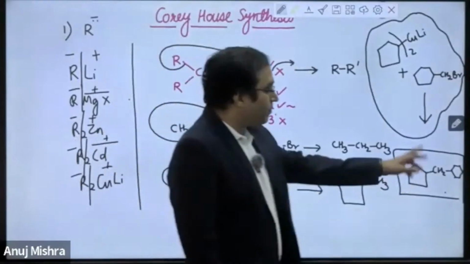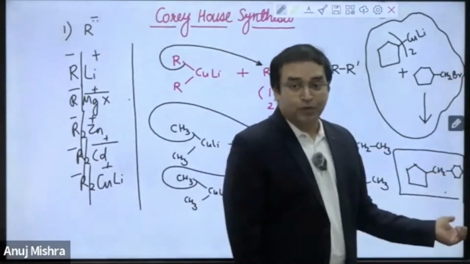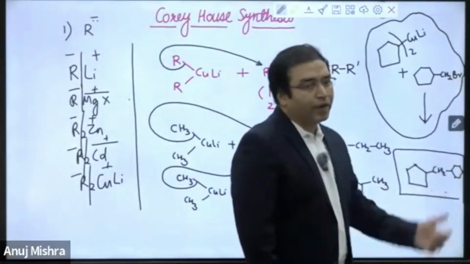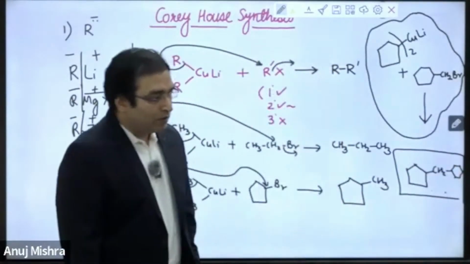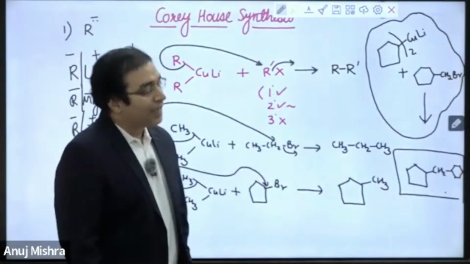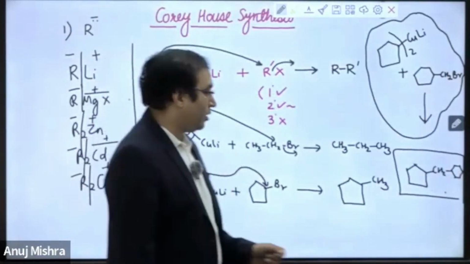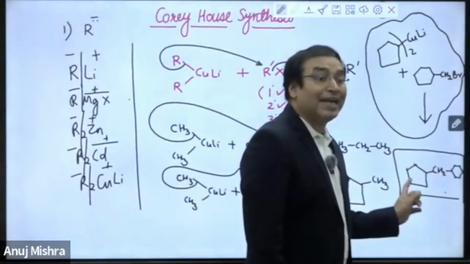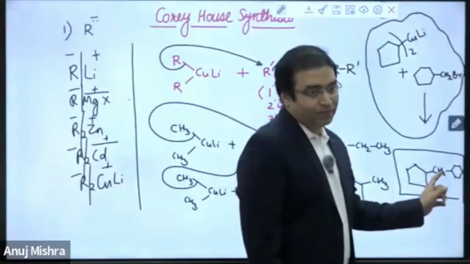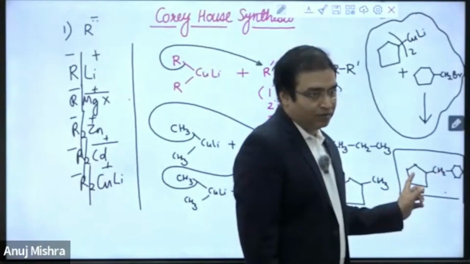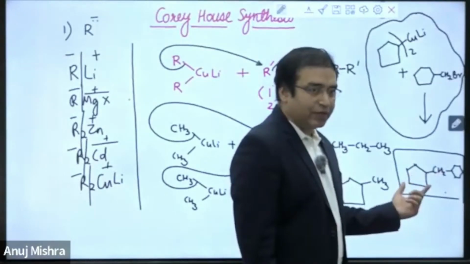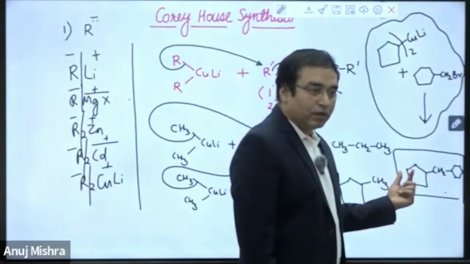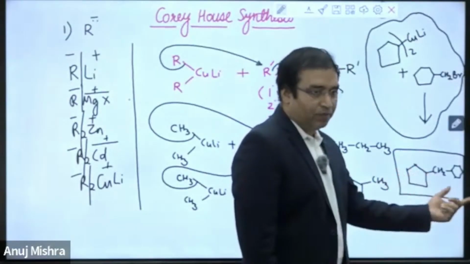What is the main ring? Not phenyl, phenyl would have a 6-member ring in the middle. So which is the big ring? Which is the main ring, the main chain of this? Cyclohexane. Cyclohexane is the main chain. And what is attached on the cyclohexane? Cyclopentyl methyl. Cyclopentyl methyl. Right? Are you understanding? Cyclohexane will be the complete name.